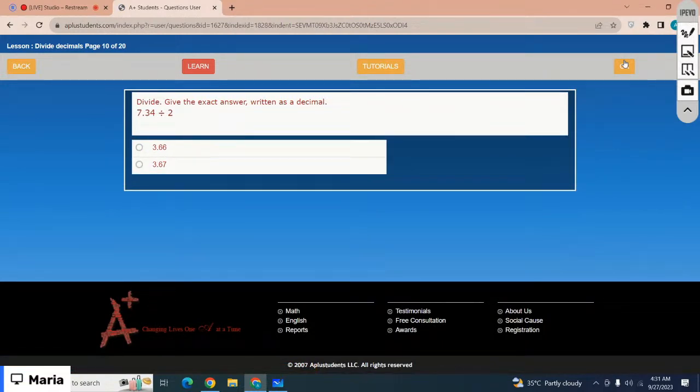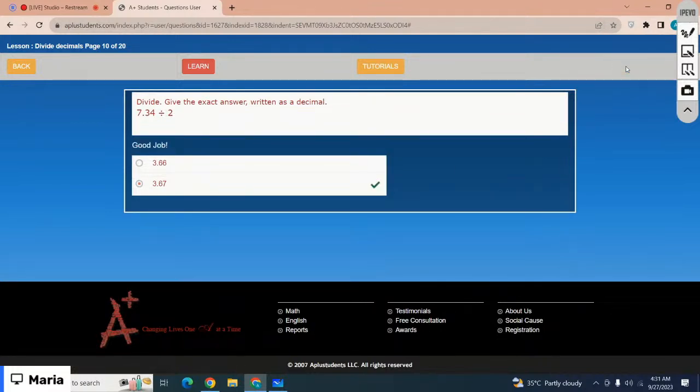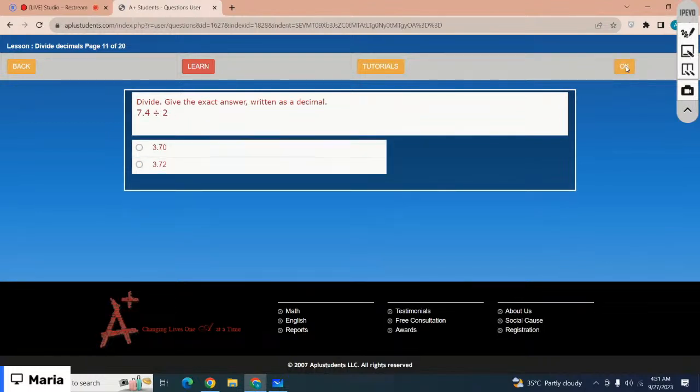Okay, 7.34 divided by 2 equals, that equals 3.67, right? Okay, you can complete the lesson by yourself later today. Let's just start with the next lesson.